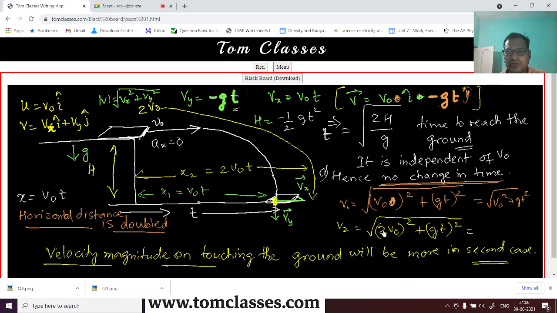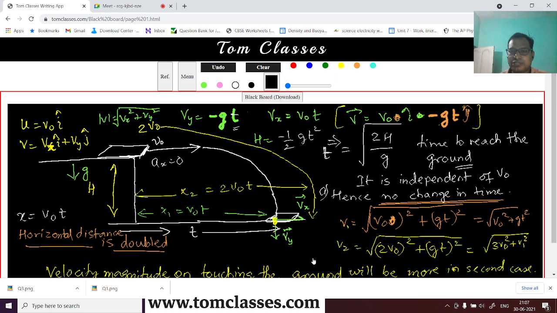And how much is more? You have to calculate. If this value is given as 2 v naught, it will become 4 v naught square plus this. This is v naught square plus gt, I can say this is v1 square. So it will be the square root of 3 v naught square plus v1 square. So v2 square minus v1 square is nothing but 3 v naught square. So v2 will be greater than v1.